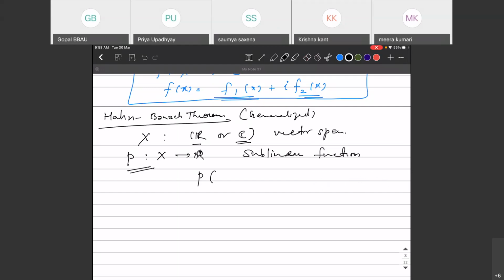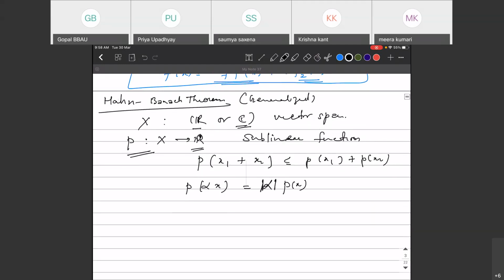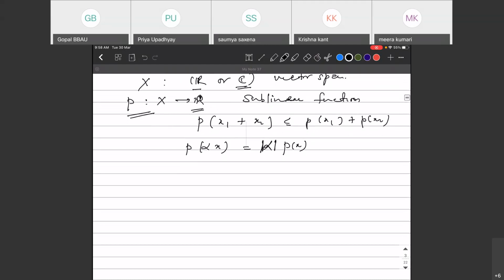Okay, it satisfies two things. Number one, this, and number two, if alpha is any scalar, it may be a complex number, and it takes values in R. So P of x is a real number, but instead of alpha, we will take mod alpha. So P of alpha x equals mod alpha times P of x. So this is a sublinear functional.